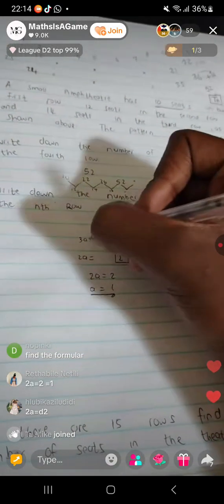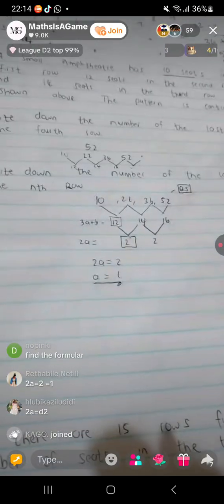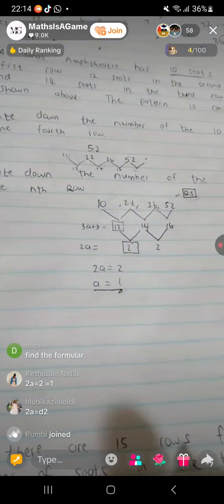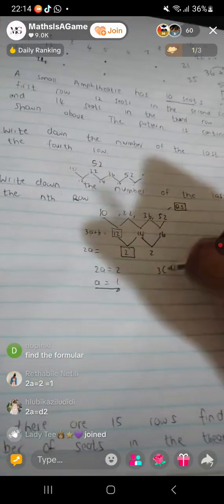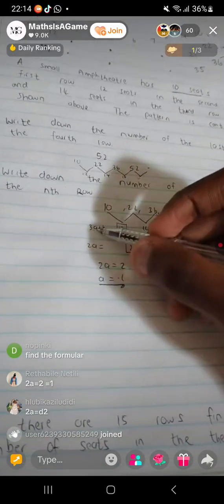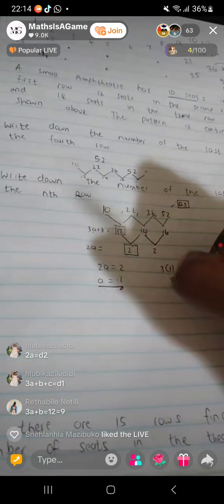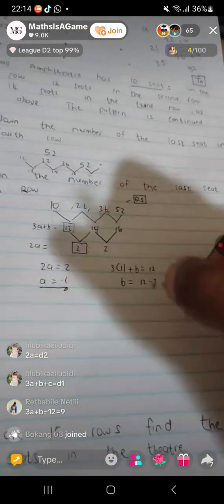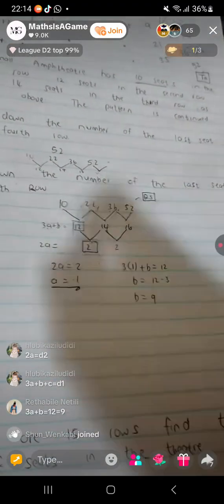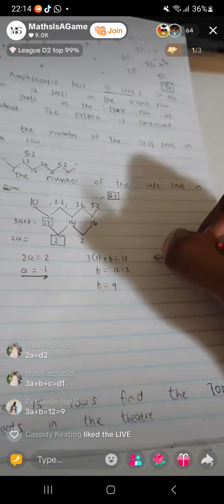The next expression we use, which is supposed to displace the first term in the first difference row, is 3a plus b. Remember, the a we already have is 1. In the place of a, we substitute 1. Plus b is equal to 12. And then all we do is we solve for b. B is equal to 9. Okay, I think Ritabile definitely got the answer right there.